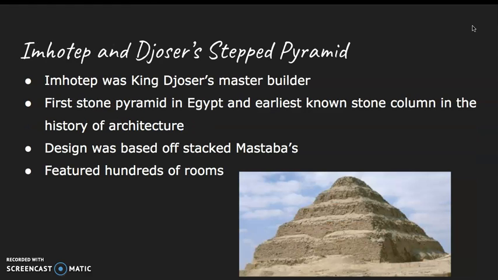Next, I'm going to talk about Imhotep and Djoser's stepped pyramid. The first improvement seen on the mastaba was Imhotep and Djoser's step pyramid. Imhotep was the master builder for King Djoser, and he ultimately built Egypt's first stone structure and the earliest known stone column in the history of architecture. This is extremely interesting because Egypt, who didn't have any technology whatsoever, was able to build the first known stone column in the history of mankind.